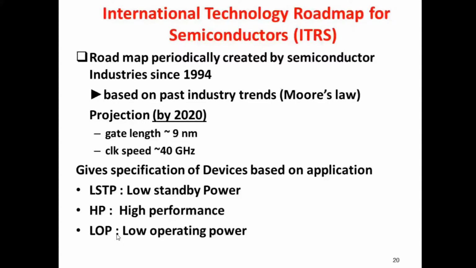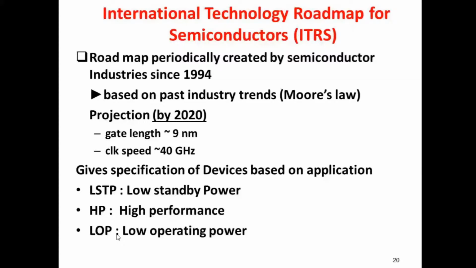High performance devices are used typically in servers and high-end computers. These computers are connected to the mains, so there is no shortage of power supply. What is required is that the computer should give you faster performance. So the off current can be high and, more importantly, the on current should be high.